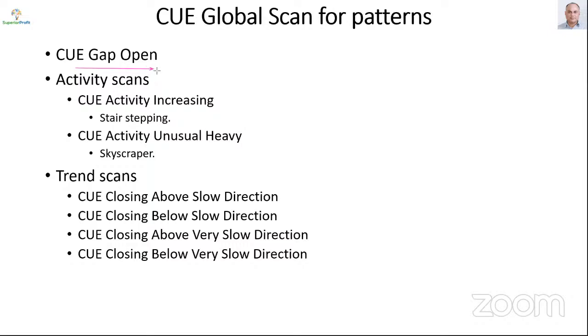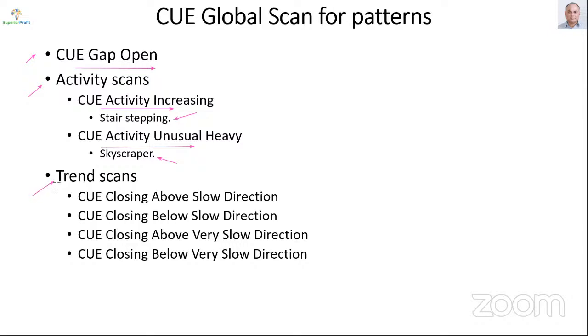These are the scans for patterns: gap up open or gap down open, Q gap open, that is related to gap. I have categorized the scan for patterns into different categories, just like I categorized the indicators into different categories in an earlier session. So activity scans are two: Q activity increasing, which is stair stepping, or Q activity unusual heavy, that is skyscraper.